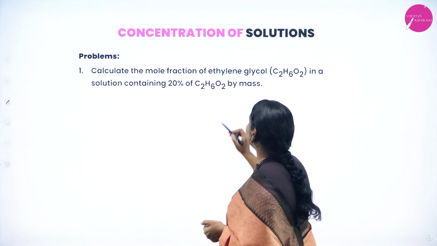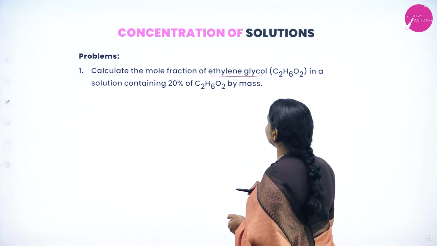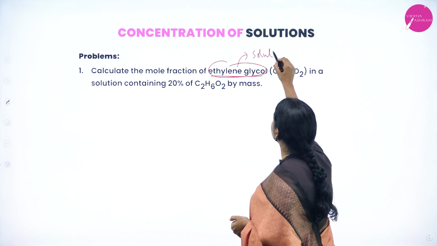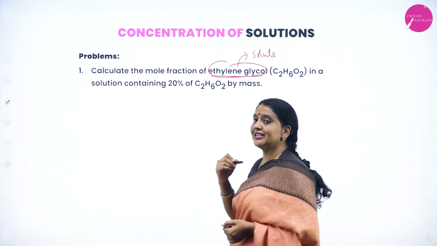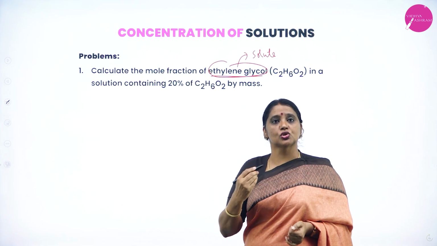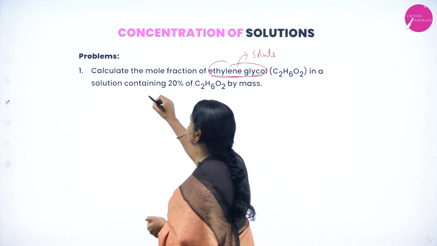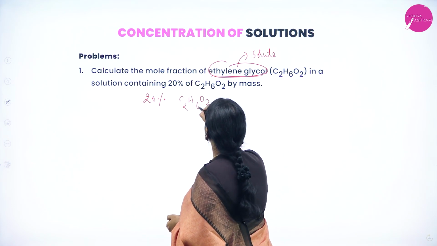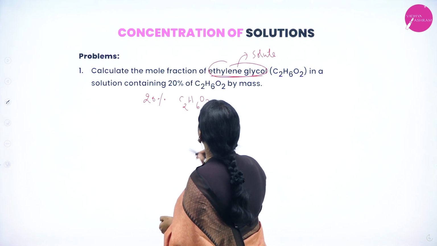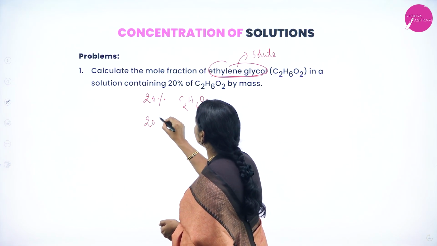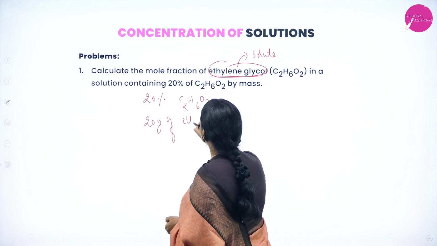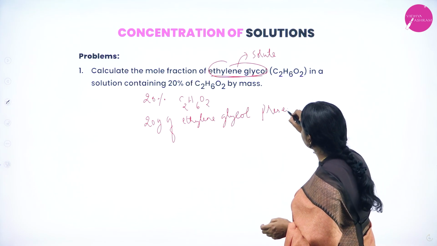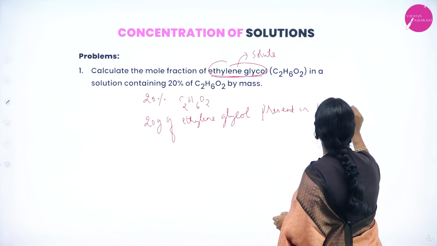Now, calculate the mole fraction of ethylene glycol in a solution. Ethylene glycol acts as the solute, and the solution is prepared by using water. How much percentage? 20% of ethylene glycol. Its formula is C2H6O2. So, 20% of ethylene glycol means 20 gram of ethylene glycol is present in 100 gram of solution.